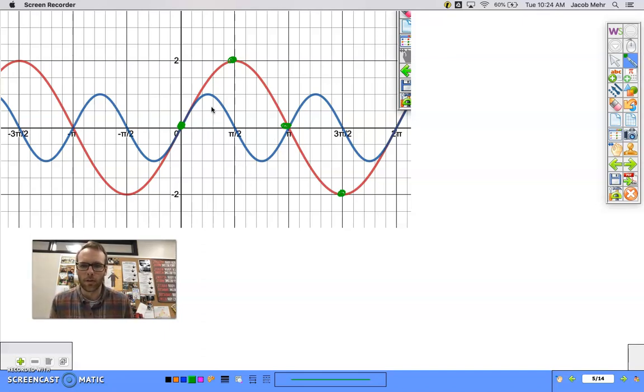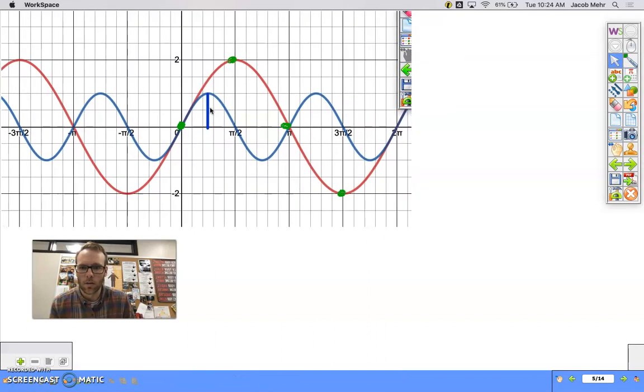Let's pick a different value, such as this one here at pi over 4. Now, I need to take this y value, which is 1, and add it to this y value, which is maybe 1.4, something like that. I always love this visual: if I take that y value and add it to the other y value, I can just stack it on top.